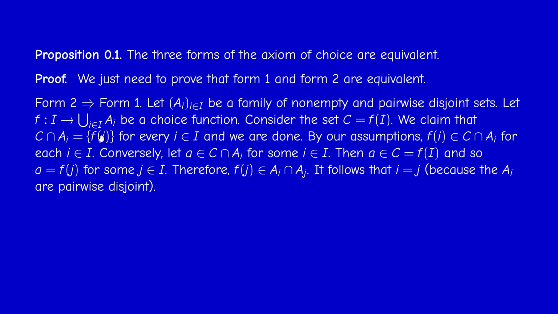So an element here is here. So we have a double inclusion. And that's it. So we succeeded: if we assume form 2, given a non-empty collection of non-empty and pairwise disjoint sets, we can form a new set C which intersects each set in exactly one element. So this concludes the proof that form 2 implies form 1. This is just an exercise in set theory.